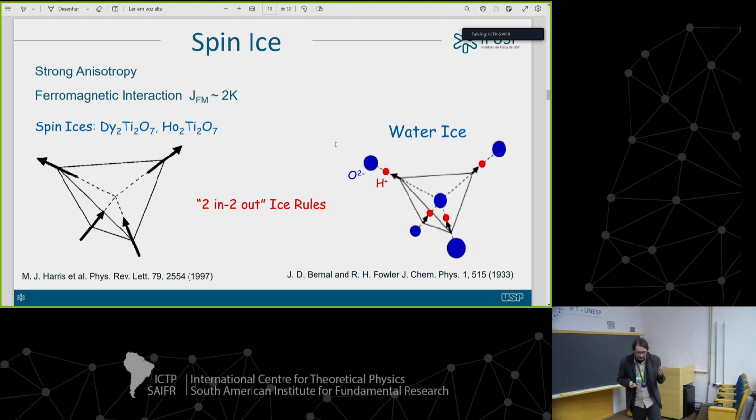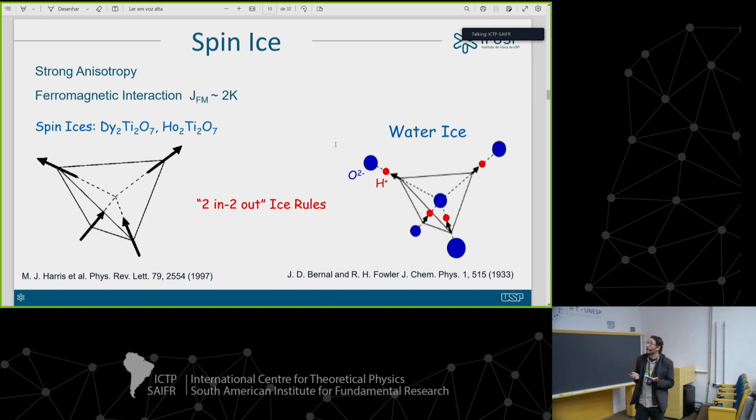Right, so one of the very famous pyrochlores studied for a long time now is the famous spin ice. So it's just holmium and dysprosium, rare earths. And what happens in this system is that you have a very strong anisotropy, as I said before, along the 1-1-1 local direction, and ferromagnetic interaction. Actually, the exchange interaction between spins is antiferromagnetic, but you have a huge dipolar interaction between spins. So when you sum these two things, you end up with ferromagnetic interaction.